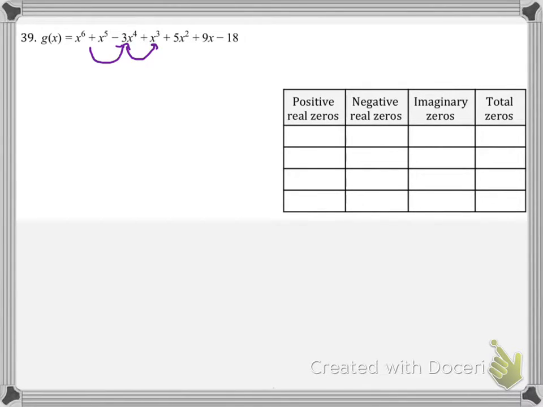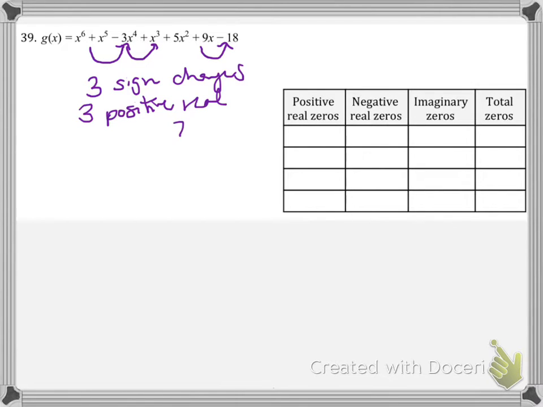Then it stays positive, positive, and then right here, it changes from positive to negative. So we have three sign changes. Therefore, there are three possible positive real zeros. Okay, so the highest number we can have is 3.